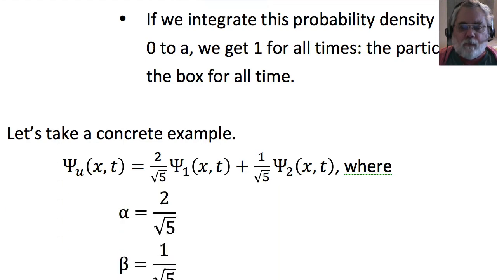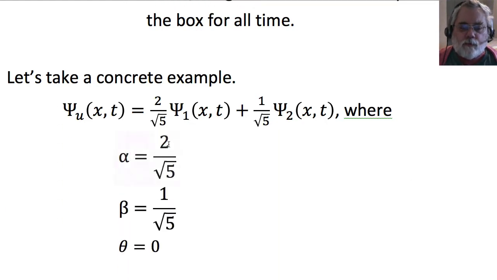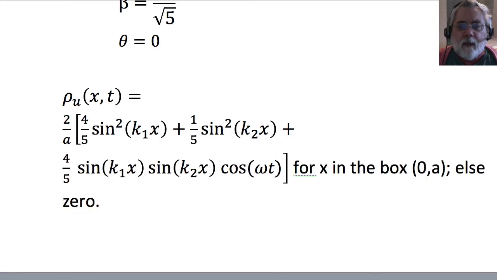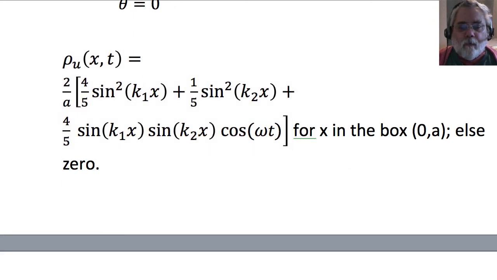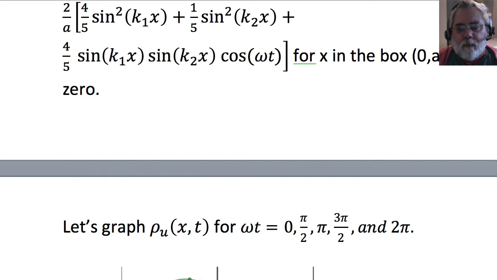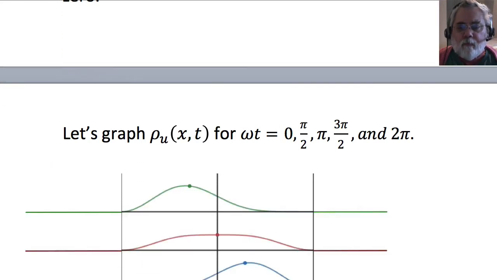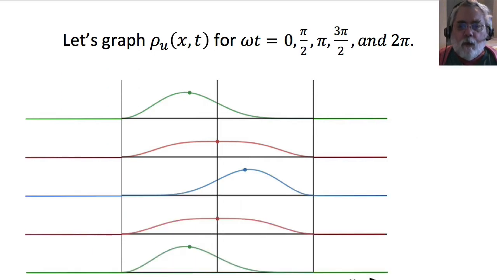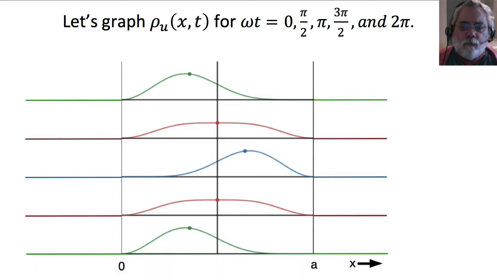Let's take a concrete example. Let's take alpha equals 2 over square root of 5, beta equals 1 over square root of 5, and theta equals 0. So we get psi sub u, this concrete example. We could plug in alpha, beta, and theta, so we get rho sub u. And we're going to graph it. It's time dependent, so we're going to graph it for 5 particular times where omega t is 0, pi over 2, pi, 3 pi over 2, and 2 pi.